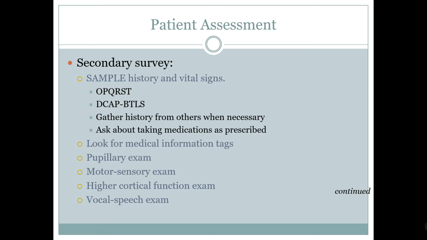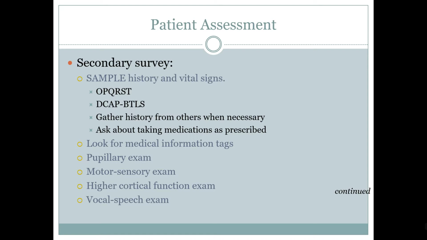Do a motor sensory exam and a higher cortical function test if the patient is alert. And review the pages at 374 and 375 as they are very specific. Some of these exams may indicate a stroke. If the patient is responsive, do a motor sensory exam. First, ask the patient to hold both arms out straight in front with palms turned upward for 10 to 15 seconds with their eyes closed. If one arm drifts downward, the patient has a motor deficit.